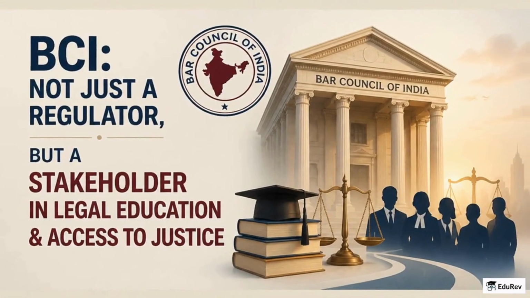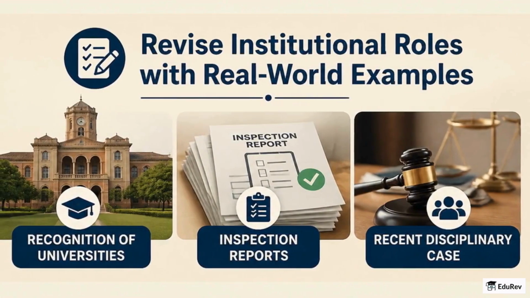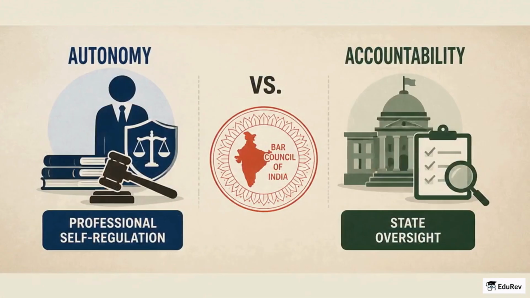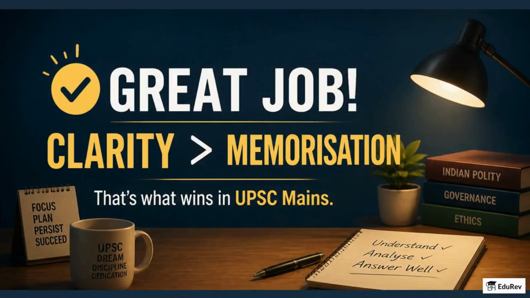That key idea most aspirants miss is to treat the BCI not only as a regulator, but as a stakeholder in legal education and access to justice. Keep revising these institutional roles with examples like recognition of universities, inspection reports, or a recent disciplinary case to add depth in mains answers. You can also link this topic to governance themes, autonomy versus accountability, and professional self-regulation versus state oversight. Well done for sticking with a dense topic. And remember, clarity beats memorization in the UPSC mains.